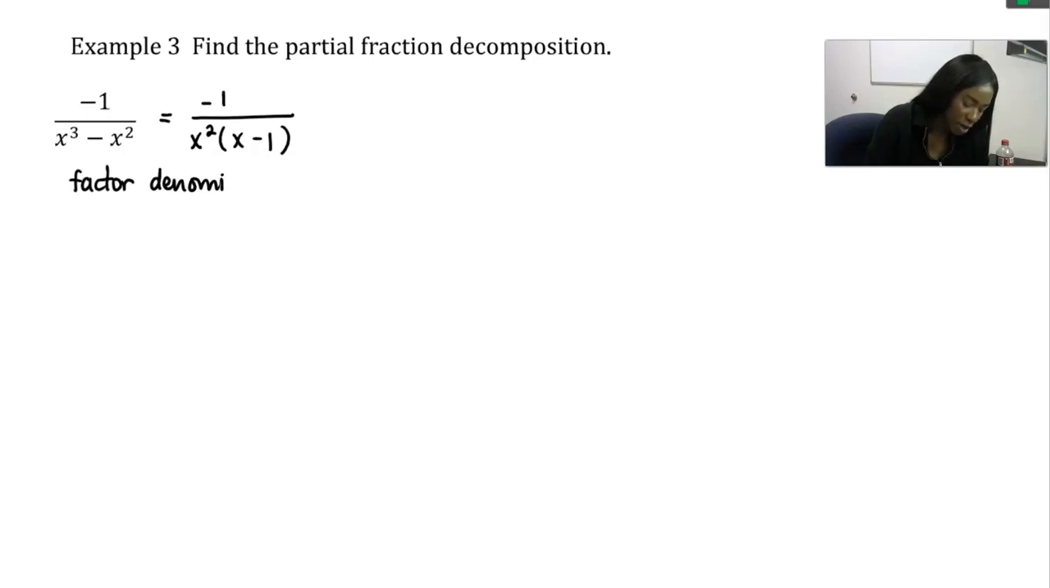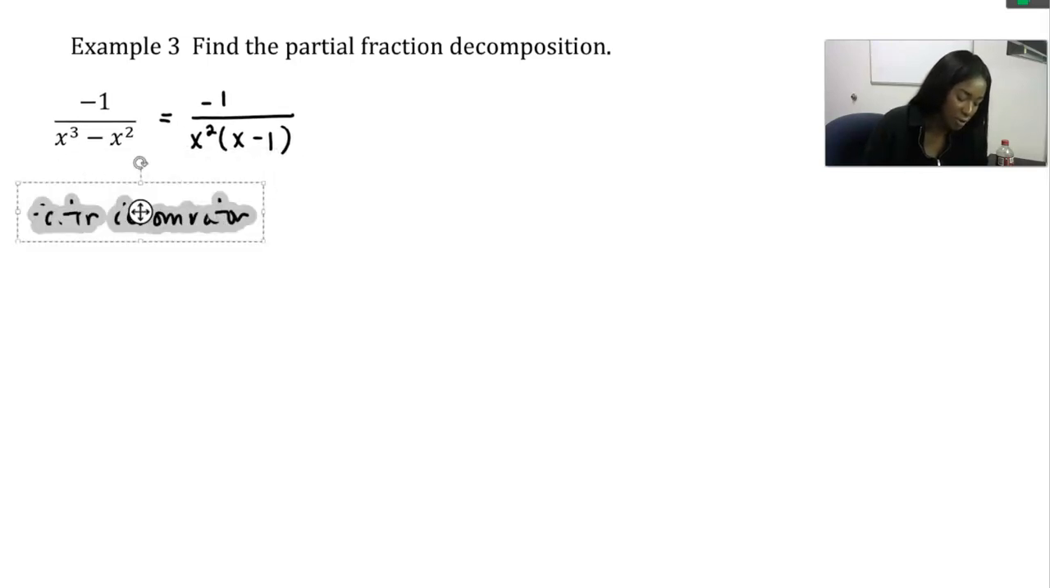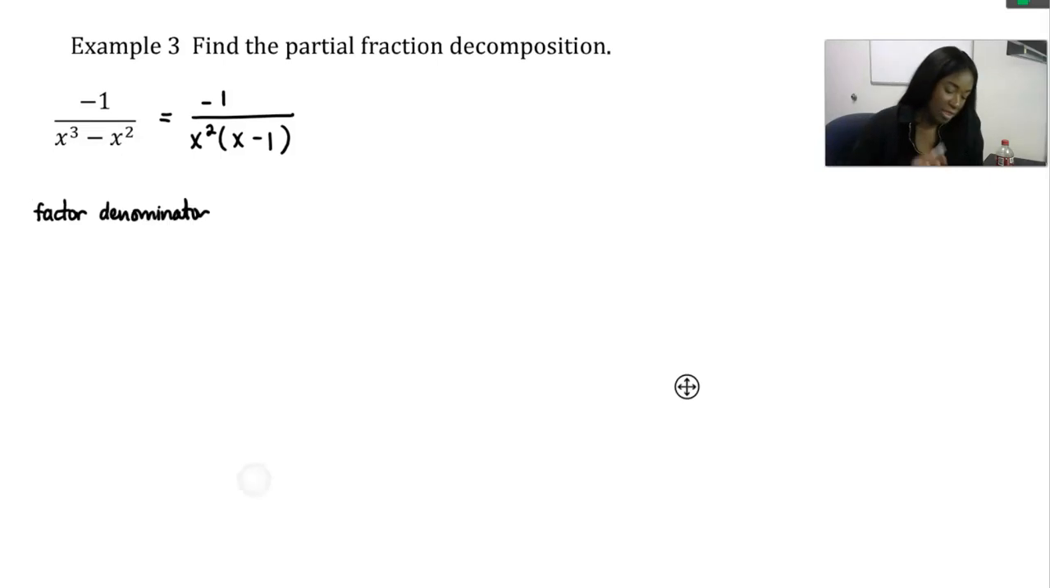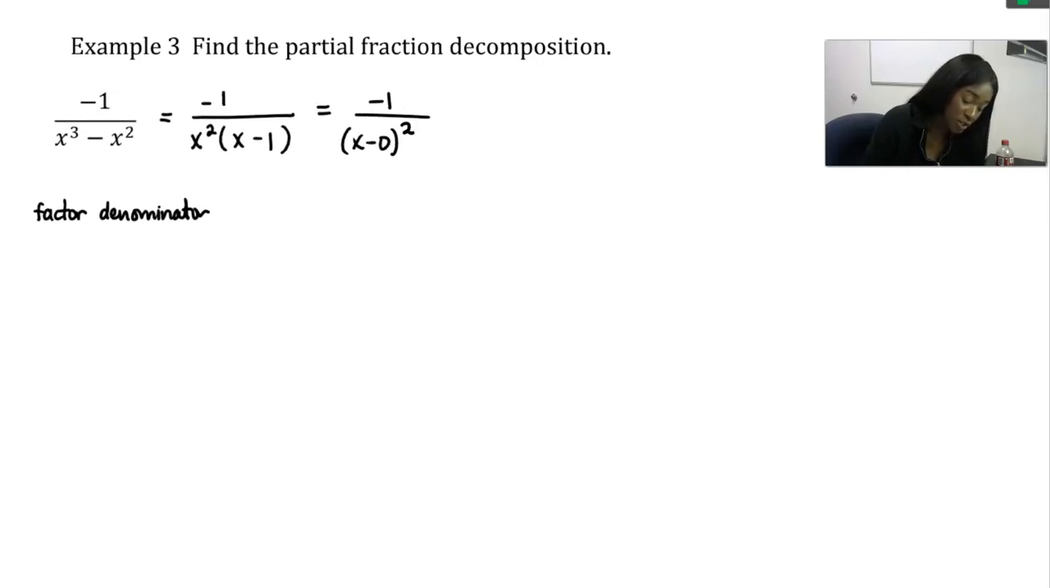Now that we have the denominator factored, we need to look and see, do we have linear factors? Are they repeated? So on and so forth. The x squared might not look like a linear factor, but it is a linear factor. It is a linear factor of just x minus 0 that is squared. And then there's an x minus 1.